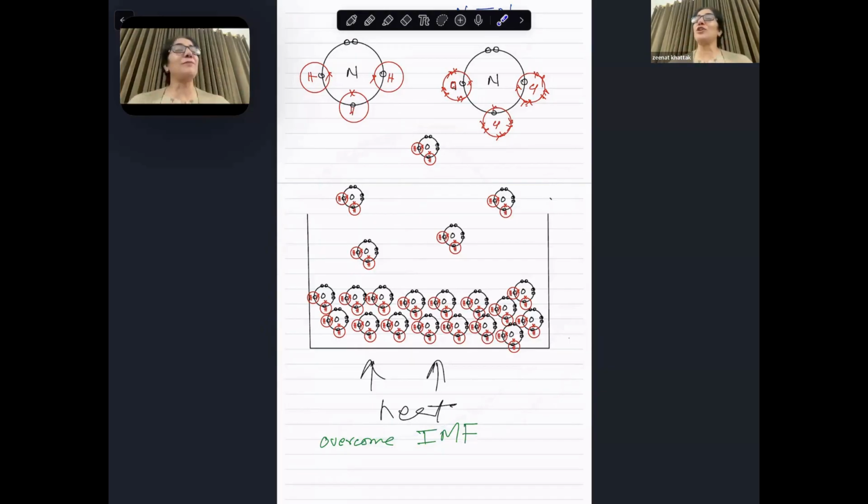But in giant molecules, they don't have intermolecular forces. They have only covalent bonds, and these need to break, which needs a lot of energy. But in simple molecules, when you are heating them, the intermolecular forces will break. Do you understand this?